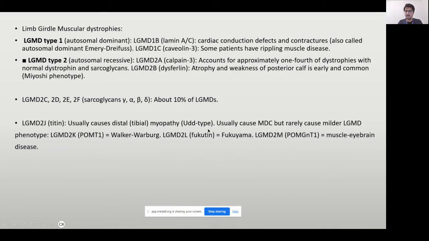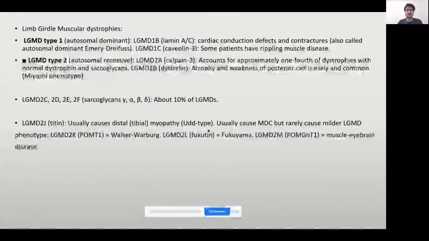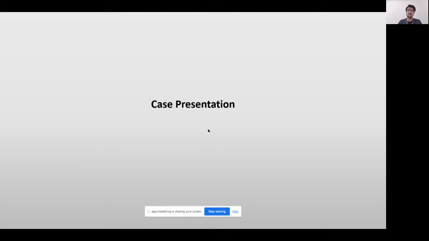Now, the reason for touching base with all these muscular disorders was to discuss one of the cases that I reviewed during my attending week. And I hope you find this interesting as well.